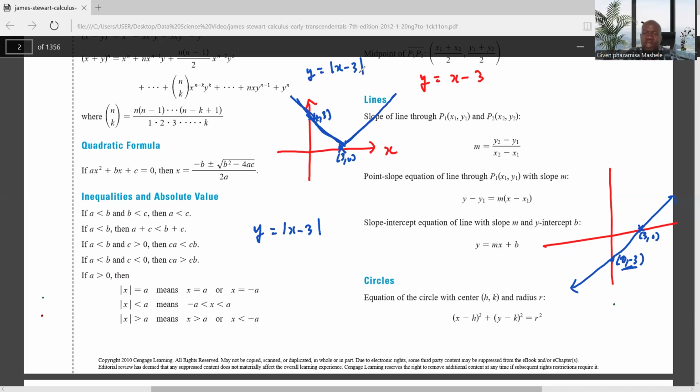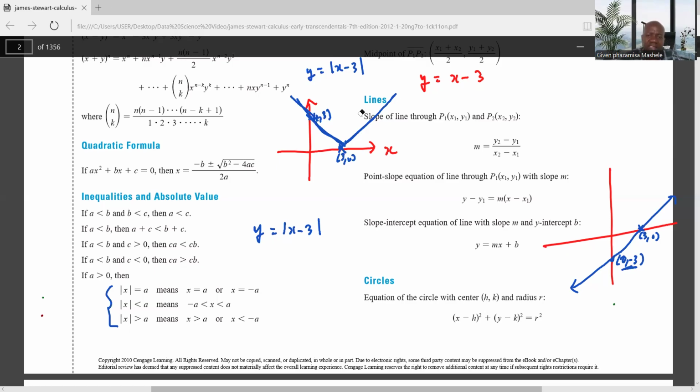I strongly believe you are now following. These are the things that we'll be seeing when you are at university, ladies and gentlemen. I believe you are following. I strongly believe you are following. So you need to be able to use these notations when you are dealing with absolute values.